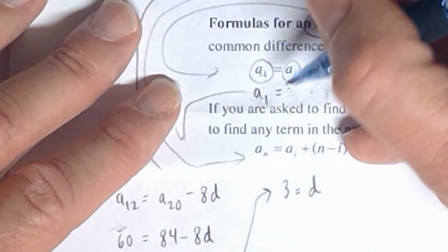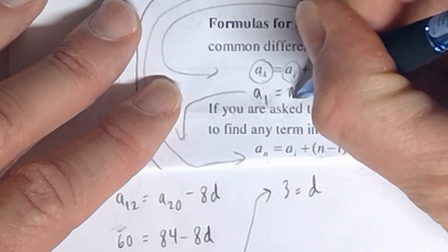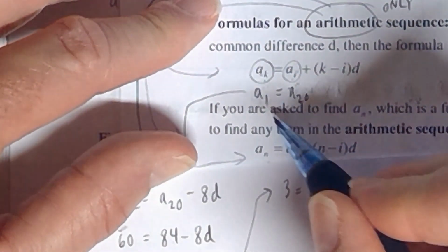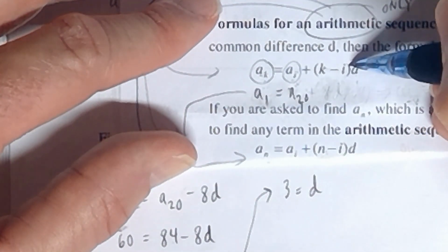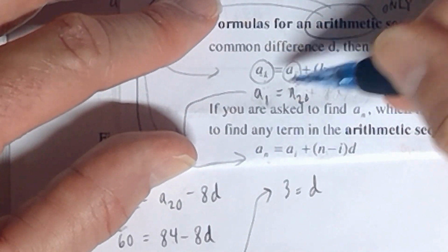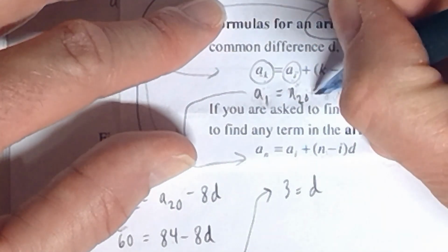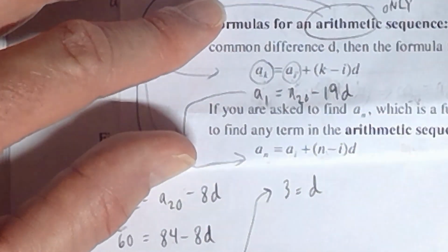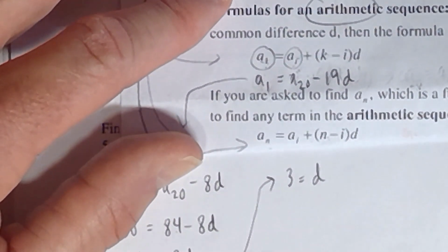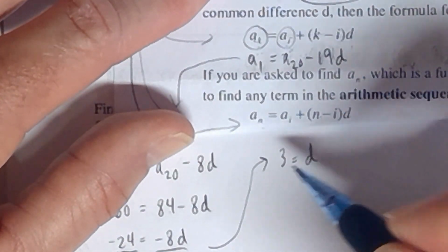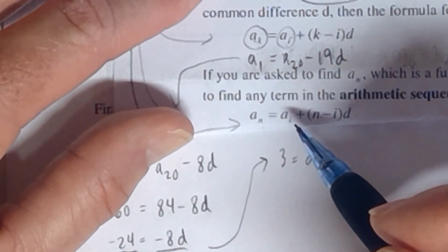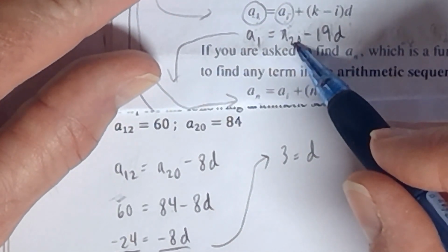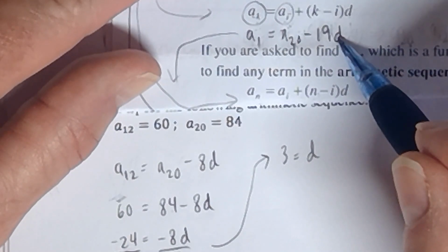I'll go ahead and do the 20th term, right? Why not? Okay, I'll put the 20th term right there. You could put a sub 12 there. It doesn't matter. But because I picked 20, then what is this over here? This is going to be 1 minus 20, which is negative 19. So what I do is I say negative 19d. And then I plug in the appropriate things. Since I know what d is, and since I know that a sub 20 is equal to, what is a sub 20? a sub 20 is equal to 84. I then put 84 right here, and I put my 3 right here.